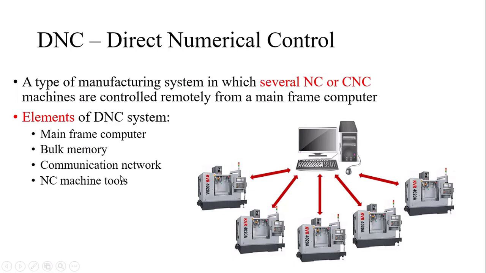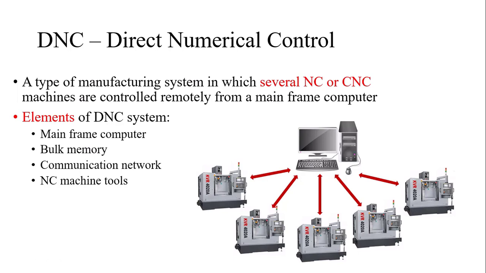Then there's a communication network. Communication network means how the command given by your DNC machine is going to the individual machines. That is most important, correct? How you are sending the data to the different machines. So that is called the communication network. And the last one is the NC machine tool, which is already installed onto the machine. So these are the elements of the DNC machine.